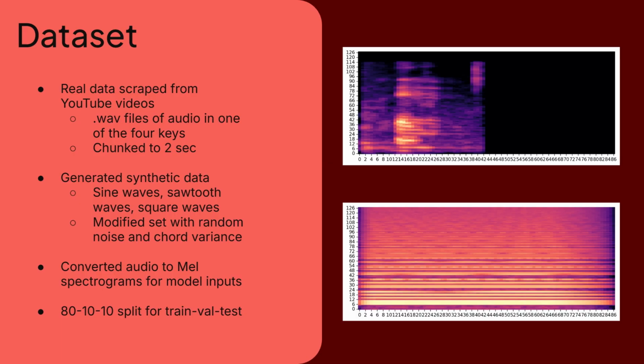So our data set comprises two parts. We have real data that's scraped from YouTube videos, and we essentially get the audio files from these YouTube videos and split them into 2-second chunks. We also have generated synthetic data, for which we use NumPy and sine waves, sawtooth waves, and square waves to create this data. And we added a bit of randomness and variation just to make the data set more robust. We converted all this audio into mel spectrograms, which you can see on the right, for our model inputs, and we did an 80-10-10 split for training, validation, and testing.